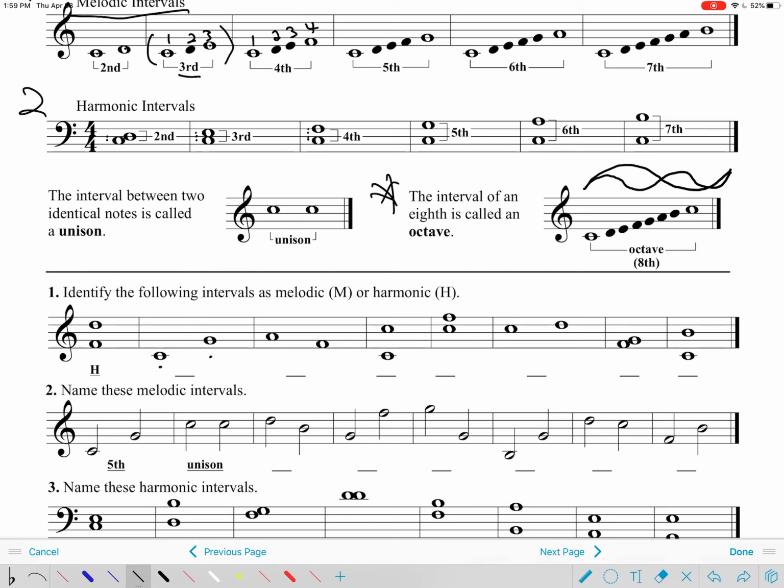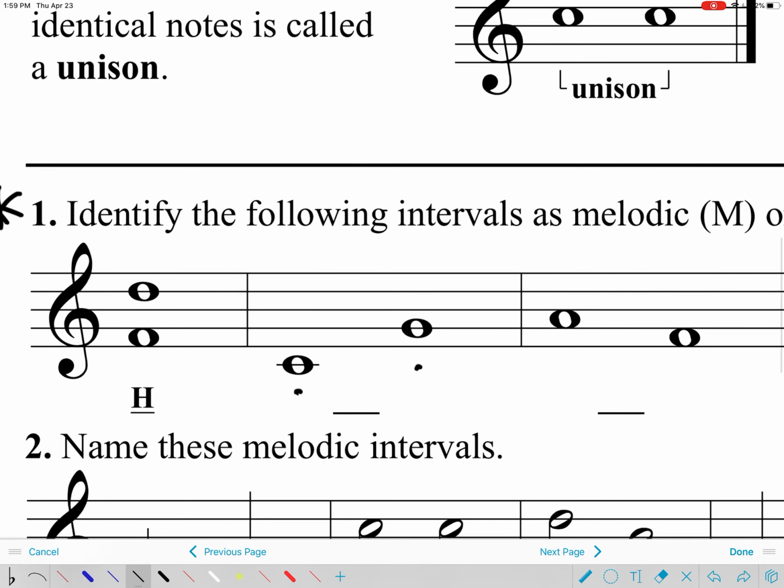Number 1. Identify the following intervals as melodic or harmonic. In this example, you do not need to write a number, but rather just indicate whether the notes are happening at the same time, and they're harmonic, or one after the other, melodic. As you can see in the first example, these notes are on top of each other. So a musician would play both notes at the same time, and they are harmonic. In this next example, they're one after the other, and a musician would play them one and then the other. So these are melodic.